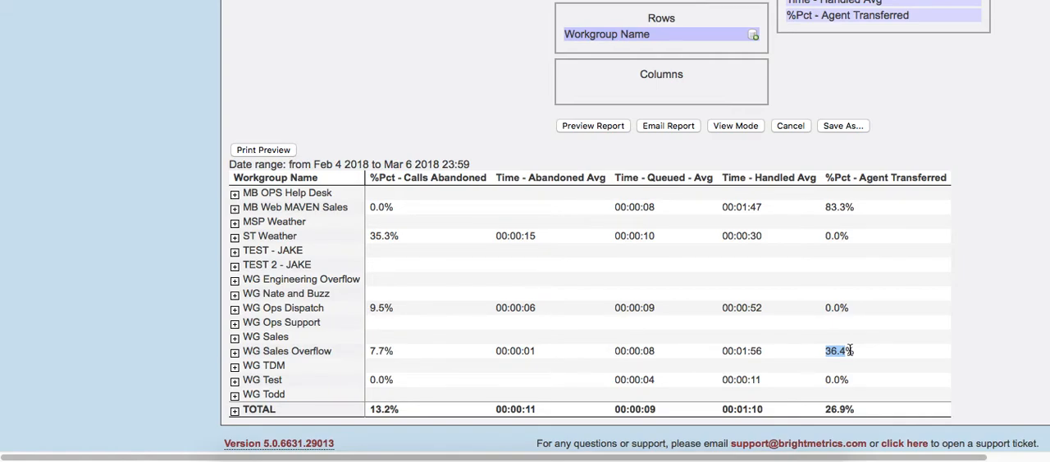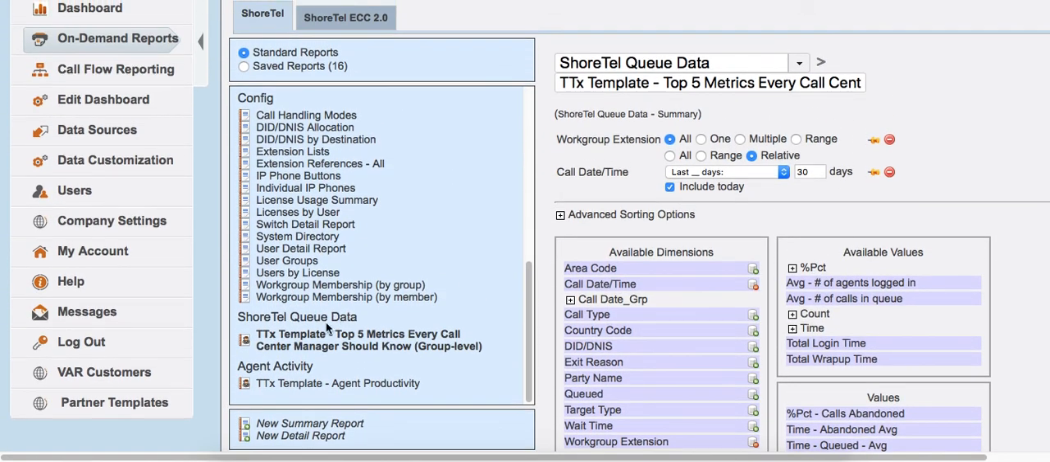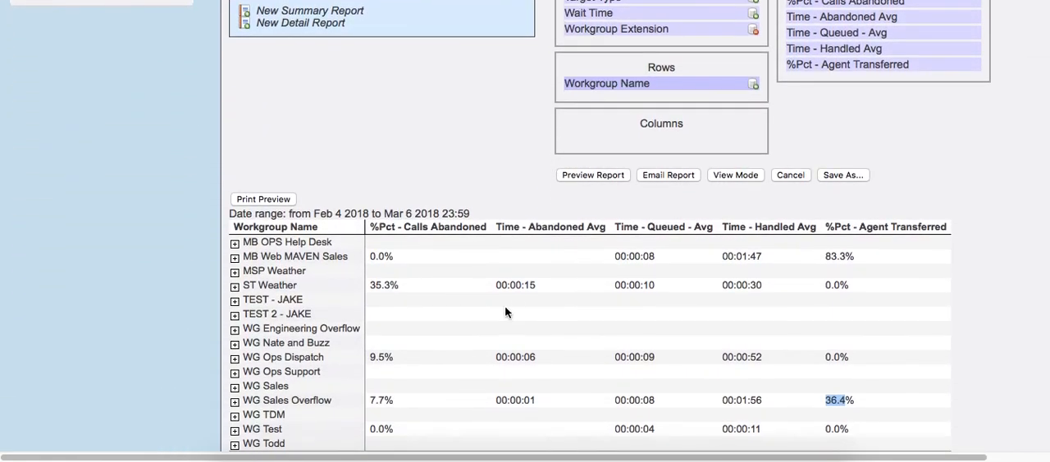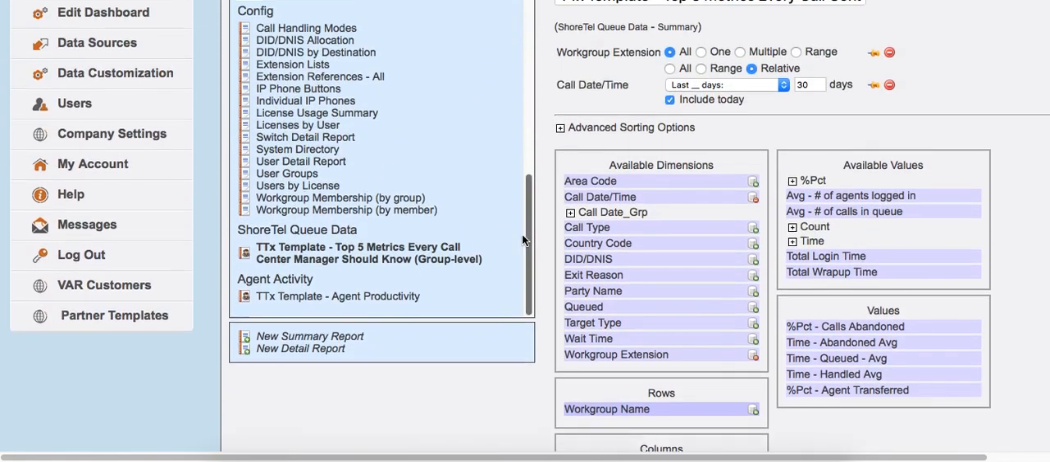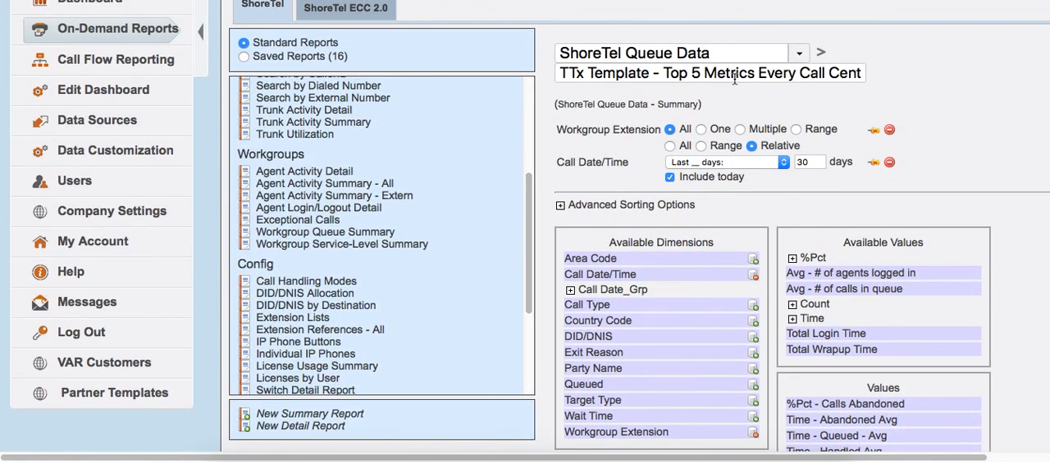Maybe they're just being lazy and we need to meet with them and do some type of corrective action. But it gives you a snapshot and overview of the performance of that group, and even at the agent level if you want to look at that. So again, the top 5 metrics every call center manager should know report is a really good one to start with as a baseline if you really don't know what metrics to look at. Hope that's helpful to you.